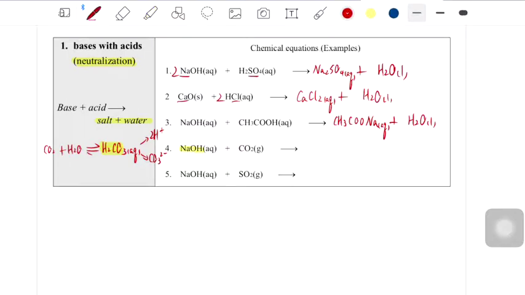So the product is going to be sodium carbonate, and again water formed. And remember, balance the equation.